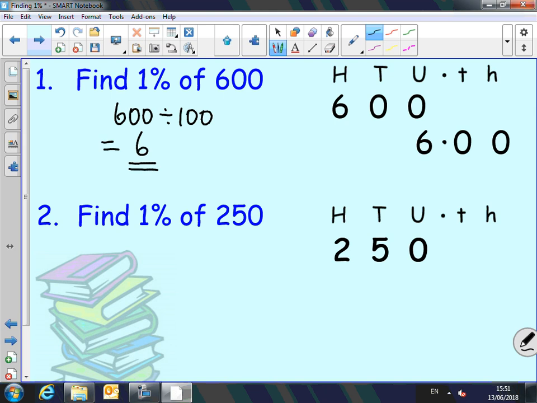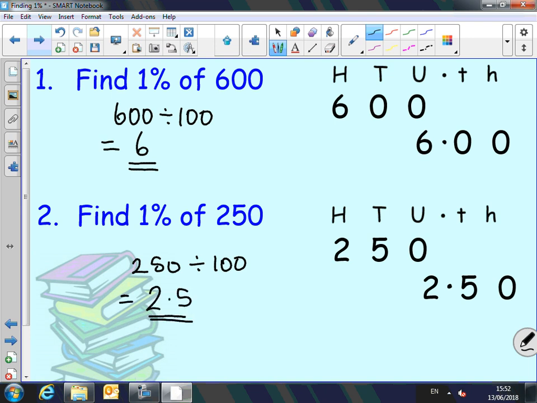Next question, we have find 1% of 250. There's our 250 there. Just going to bring it down. So 250 divided by 100, move everything 2 places to the right. 1, 2. So that was 250 divided by 100, and as you can see, that should give you 2.5.